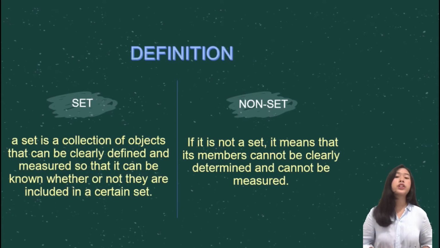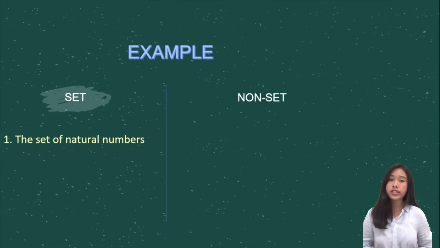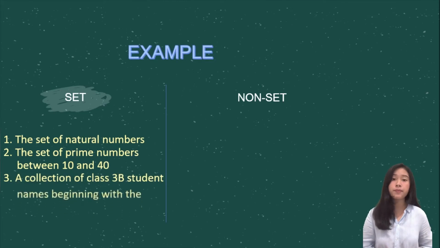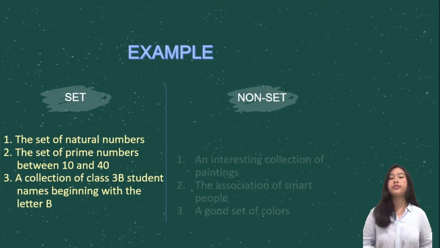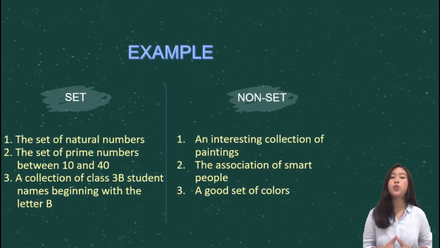Now, for example of set, number 1, the set of natural numbers. Number 2, the set of prime numbers between 10 and 14. Number 3, a collection of class 3B student names beginning with the letter B.